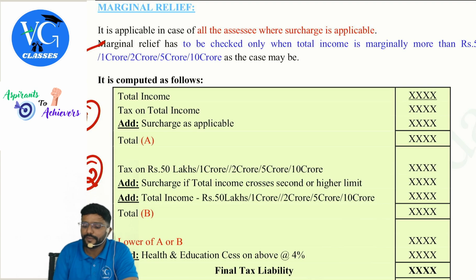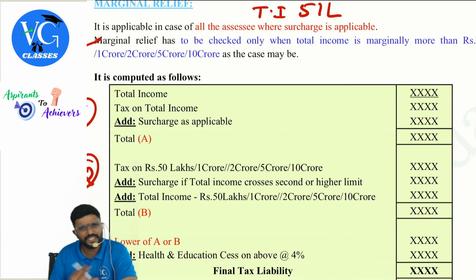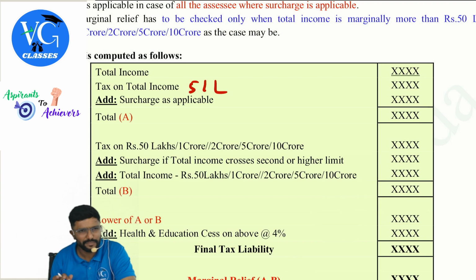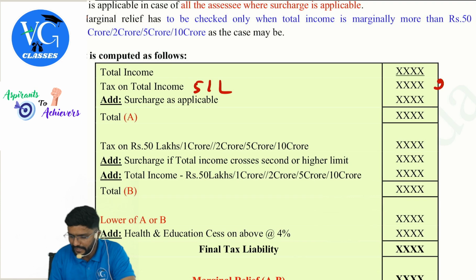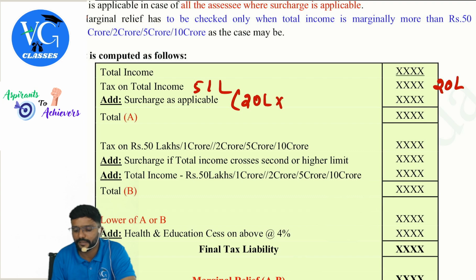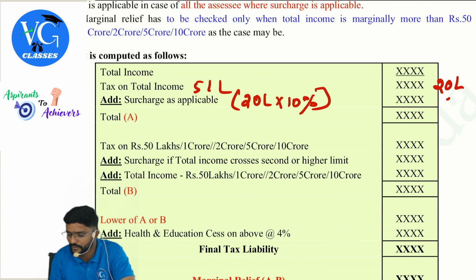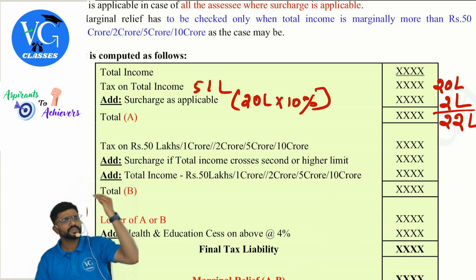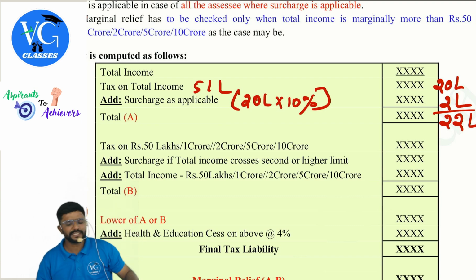Now assume, guys, my total income is 51 lakh, which includes completely normal income. Calculate tax on 51 lakh. Randomly I am taking random figures, 20 lakh assume. Now, when total income is more than 50 lakh, is surcharge applicable? Yes. How much, sir? 10%. So on 20 lakh, 10% comes to 2 lakh. So what is the total figure here? 22. If there is no concept of marginal relief, I have to add 4% cess to it and pay it.